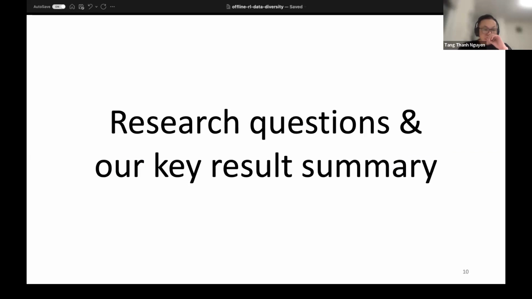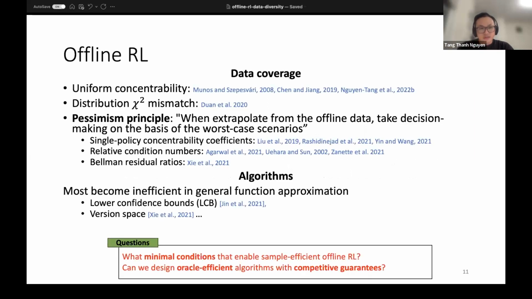So that's the basic setting of offline reinforcement learning. If you have any questions, please just stop me to clarify. Now I will go into the key research question and some prior works in this paper.